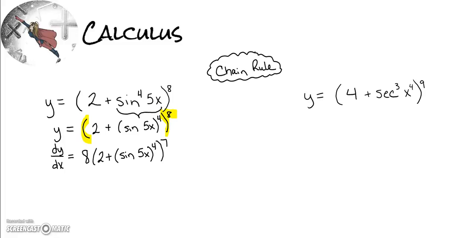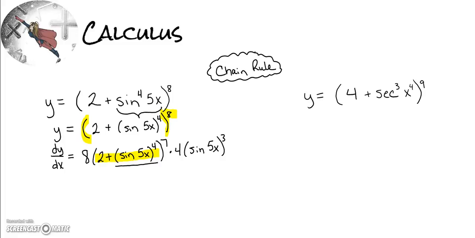Now we work our way from the outside in. So now the next outermost layer is this part. And the derivative of 2 is just 0, so we don't need to write anything for that. Then we're going to be taking the derivative of sine of 5x to the 4th power, and it itself is a chain rule. So the first step for that is 4 times the sine of 5x to the 3rd power.